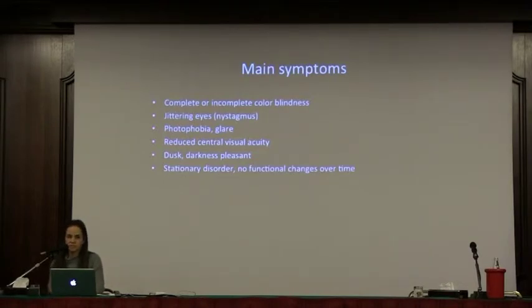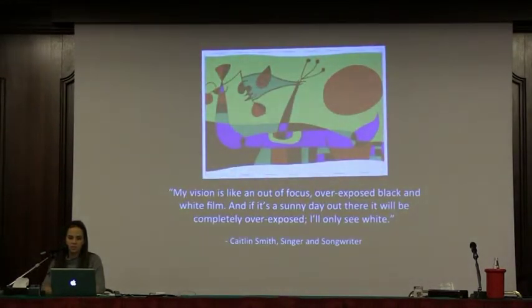What we know about the disease is that this is a stationary disorder regarding the function, so it occurs at birth, and the function does not really seem to change. But we do know now that there are some morphological changes, some changes in the retina, which can be obtained during the years. If I want to visualize it, it's like an out of focus, overexposed black and white film, and this overexposed picture is the most important thing, I think, in achromatopsia.